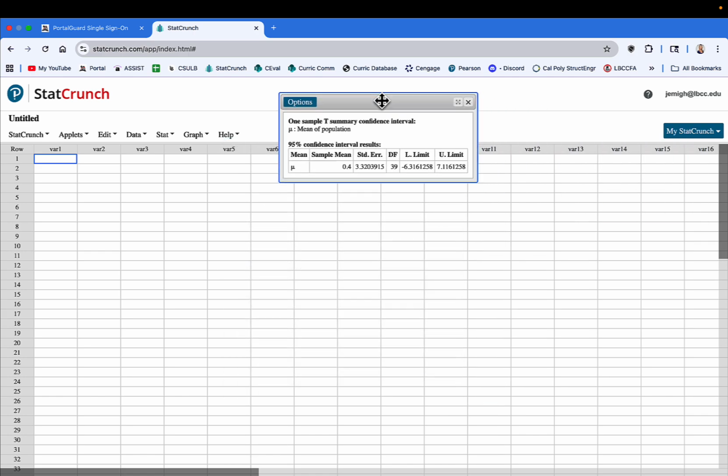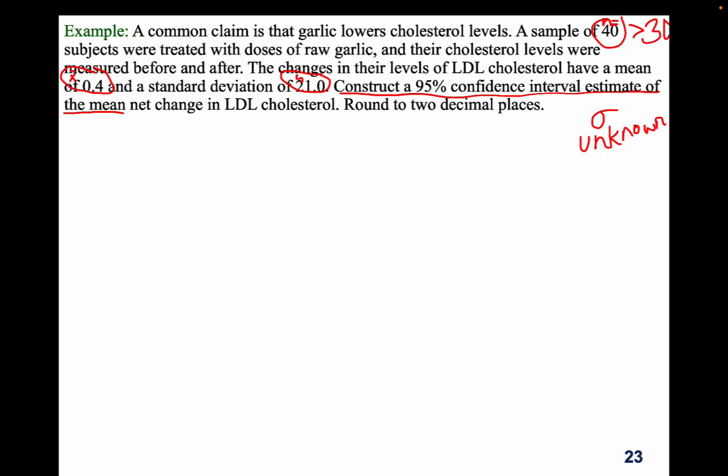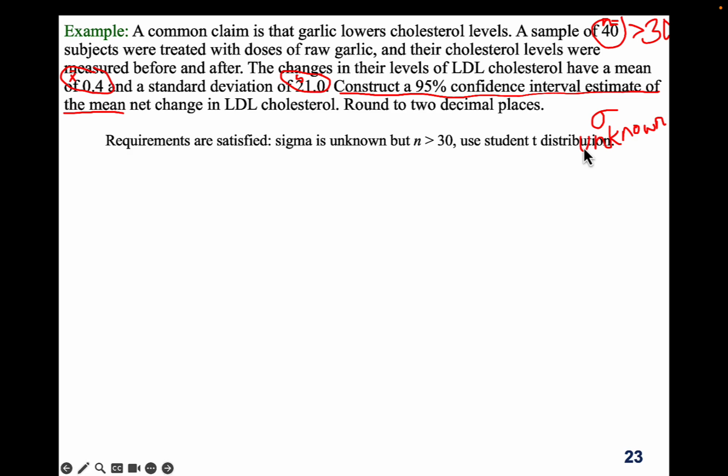And here we have the lower limit, negative 6.3161258, and the upper limit, 7.1161258. Let's put that in our notes. All right, in our notes, we're going to want to write down that we checked that the requirements were satisfied. That was sigma was unknown right here. However, we had n greater than 30. Those were the requirements to use the student t distribution, which we ran, and accurate to 2 decimals we got negative 6.32 and 6.12 for our lower and upper limits.